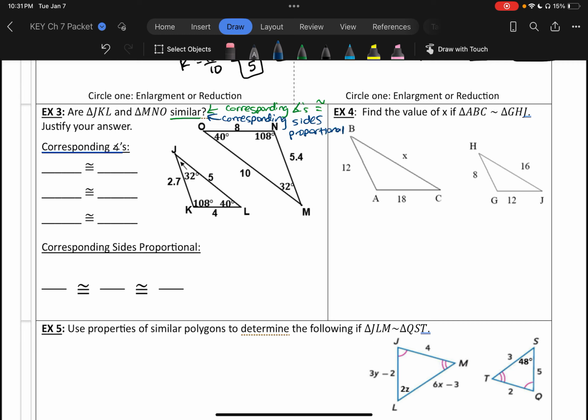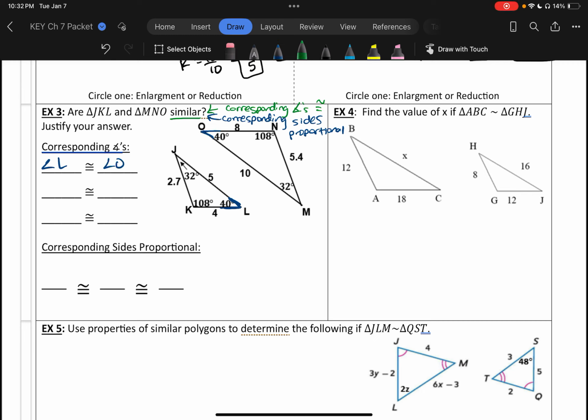So to justify our answer, we're going to look at the corresponding angles. Are my corresponding angles congruent? Let's take a look here. If I look at angle L, angle L is 40, right? What would angle L be congruent to? Well, the other angle in the second triangle that has 40, angle O. So angle L is congruent to angle O.